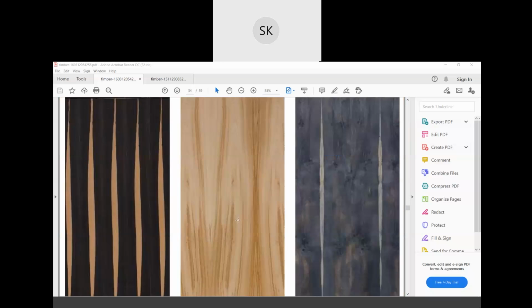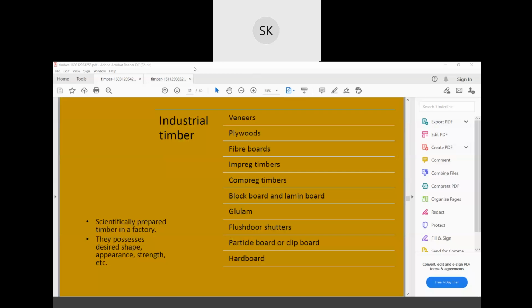Okay, till here the rest we'll discuss in the next class. Till here it will be enough for today. In the next class we'll discuss the industrial timber one by one.